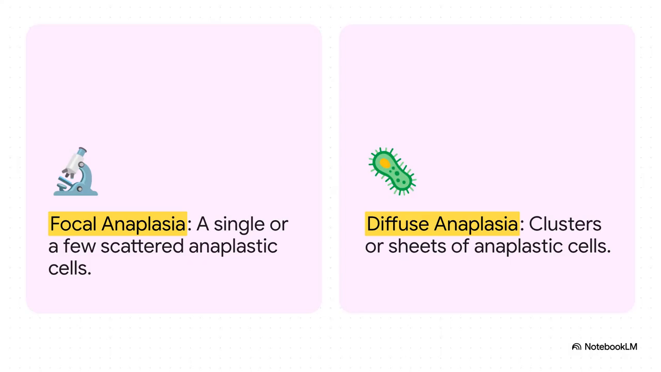And you have to say how much you see. Is it focal, with just a few scattered ugly cells, or is it diffuse with whole clusters or sheets of them? This is so important because anaplasia is strongly linked to TP53 mutations, and finding it might trigger a workup for a germline condition like Li-Fraumeni syndrome.